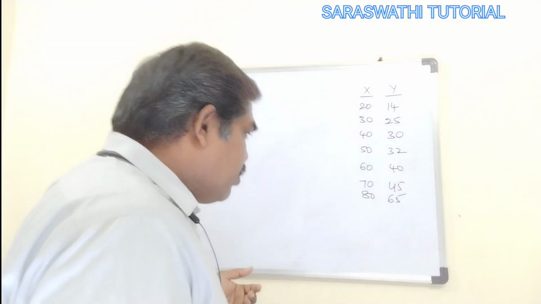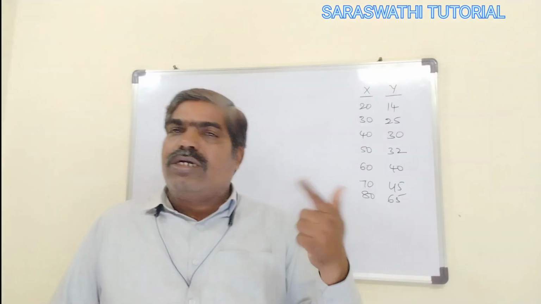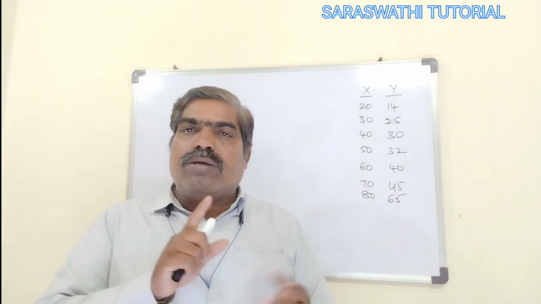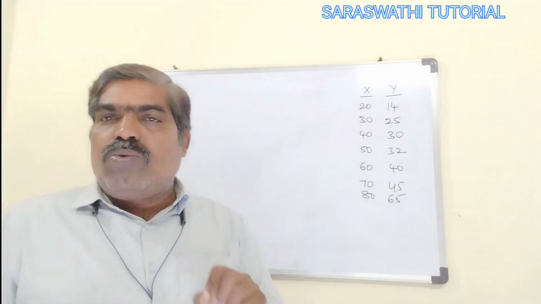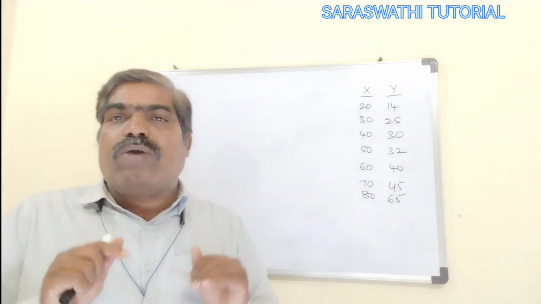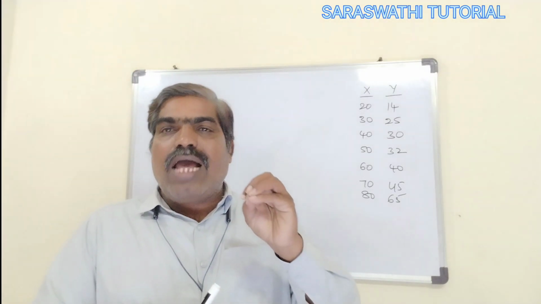Assumed mean method, that formula is r equals summation dx dy minus summation dx into summation dy by n, whole divided by under root summation dx square minus summation dx whole square by n, into under root summation dy square minus summation dy whole square by n. This is the formula for calculation of the correlation by using the assumed mean method.